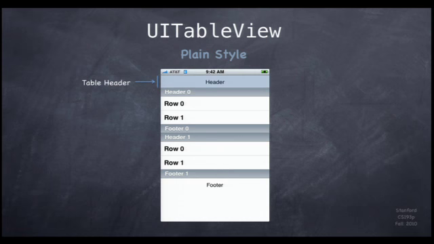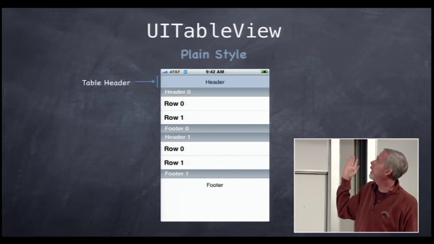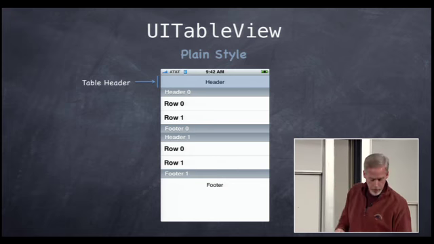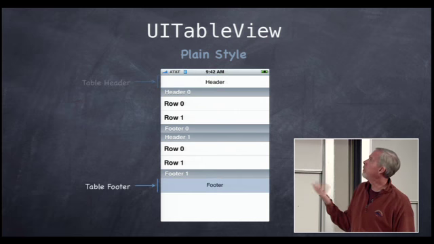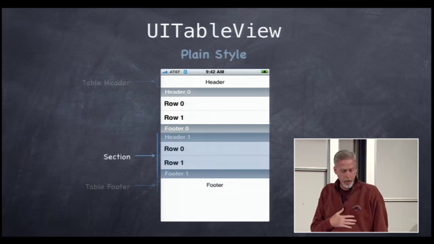And this little part at the top is a little UI view. It's the header. And that can be any UI view you want. It could be a really big view or small view or whatever. But it does go the entire width of the table view, and you can set the height to be what you want. And similarly, it has a footer UI view at the bottom. So those are all settable by you.